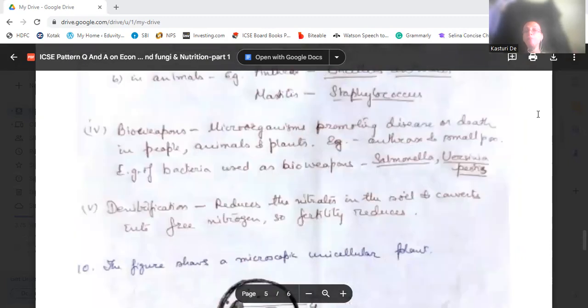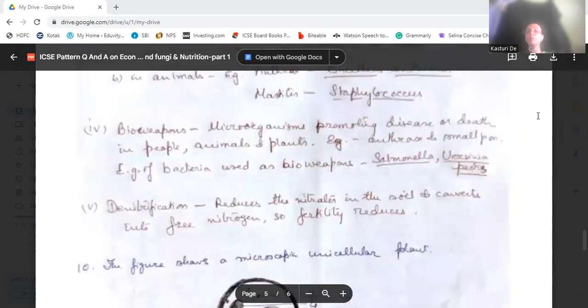Okay. Then bioweapons. Here what happens is that microorganisms promote diseases or death in people, animals or plants. Okay, they are used intentionally to create disease or death in people, animals or plants. For example, bacteria used as bioweapons like Salmonella, Yersinia pestis.